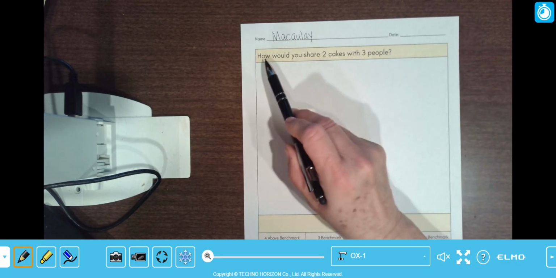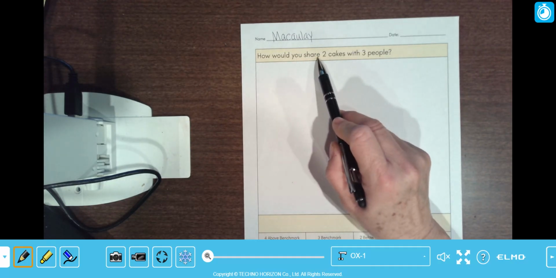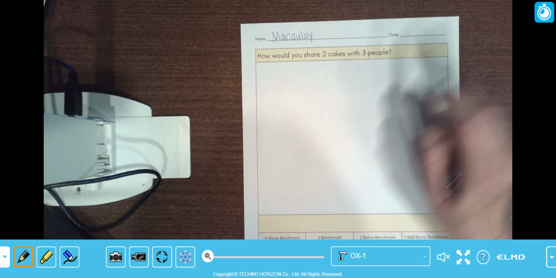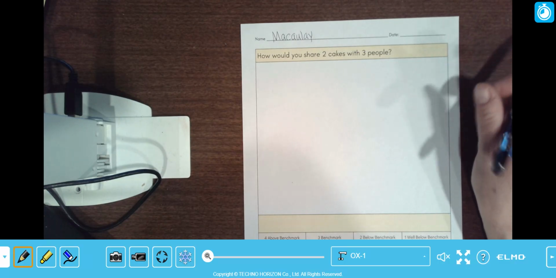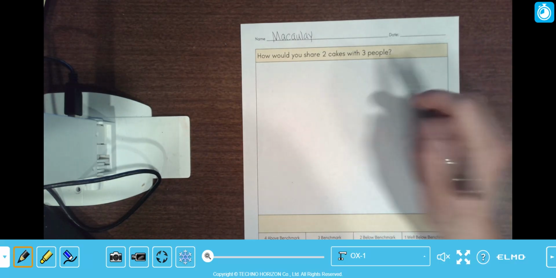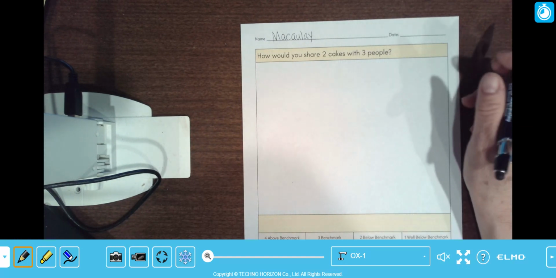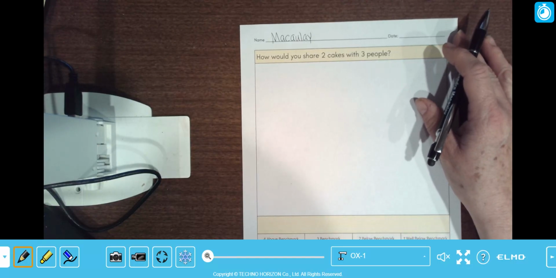Here I go. How would you share 2 cakes with 3 people? Okay, so what's happening with the cakes? Yeah, we're going to share them, right? People are going to share these cakes. Okay, last question is, what do we know? What do we not know?